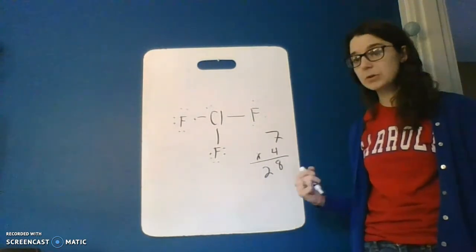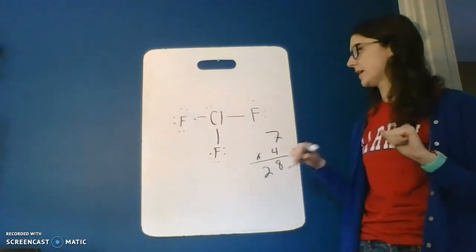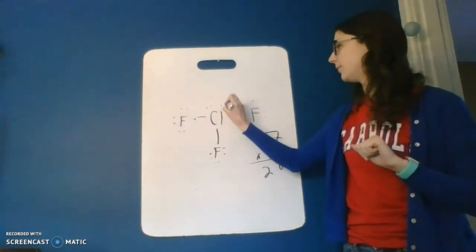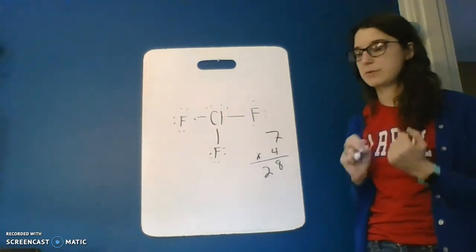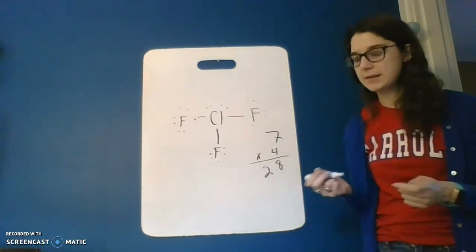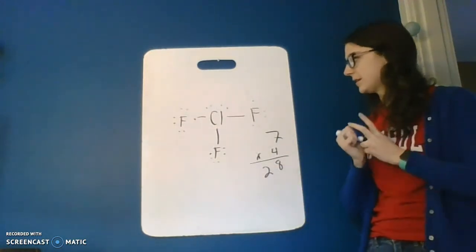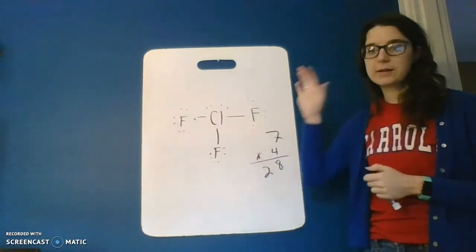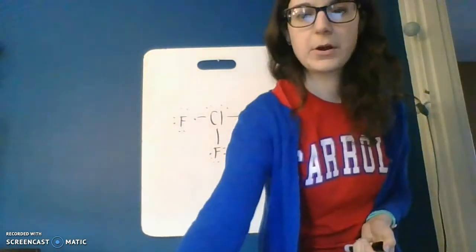My central atom, chlorine, can expand its octet, so we would put 2 more electrons around it. So now it has 10 electrons around it, but that's okay. So this is the correct Lewis structure we were looking for in part B.